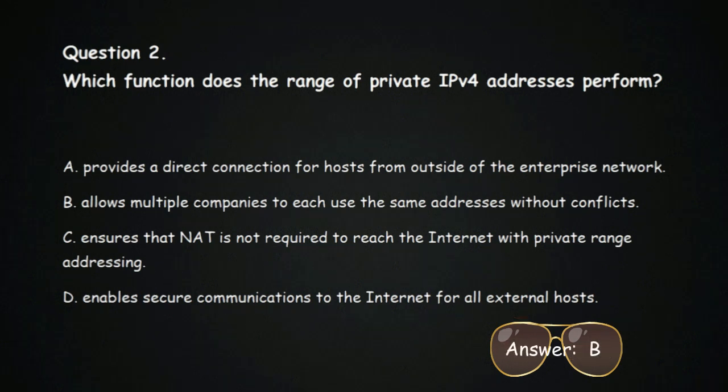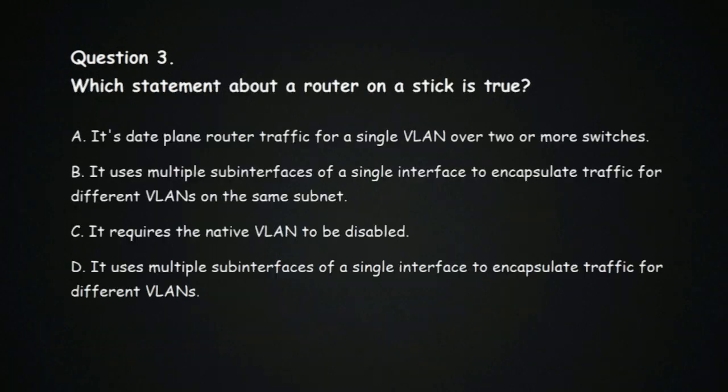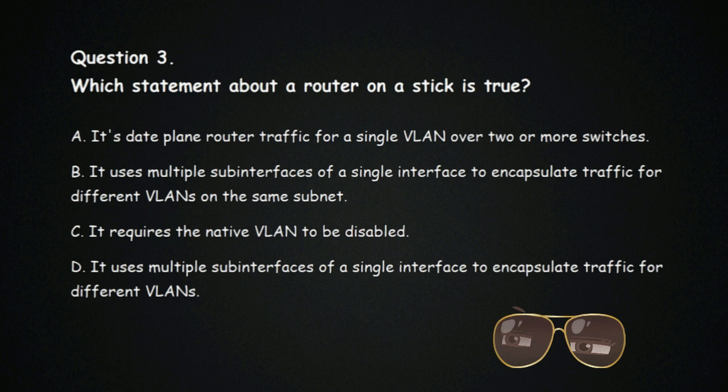Question 2. Which function does the range of private IPv4 addresses perform? Correct answer is B. Allows multiple companies to each use the same addresses without conflicts. Question 3. Which statement about a router on a stick is true? Answer is D. It uses multiple sub-interfaces of a single interface to encapsulate traffic for different VLANs.